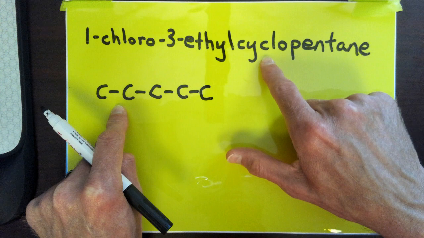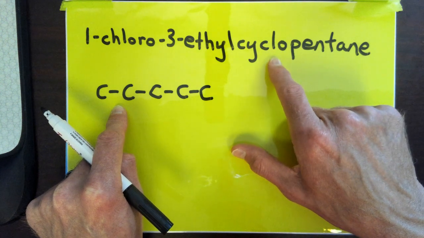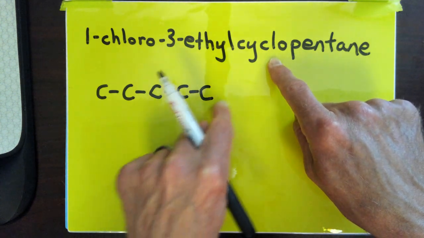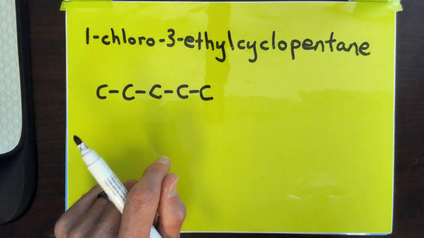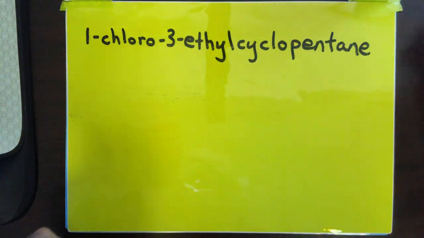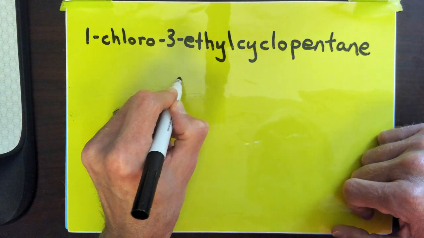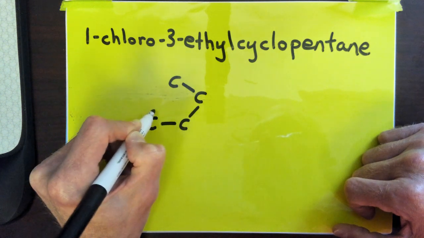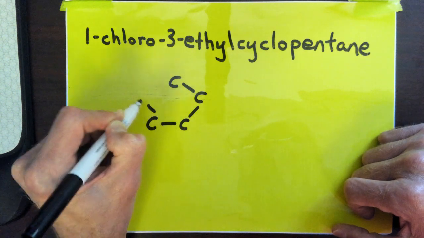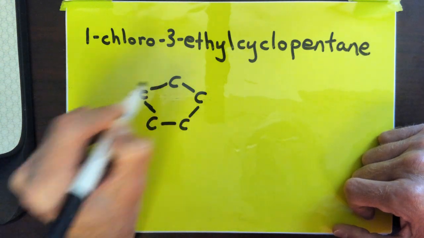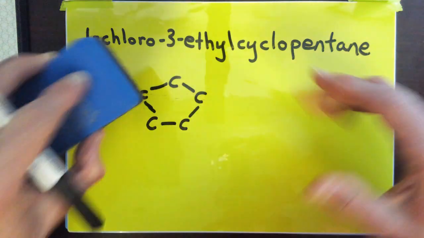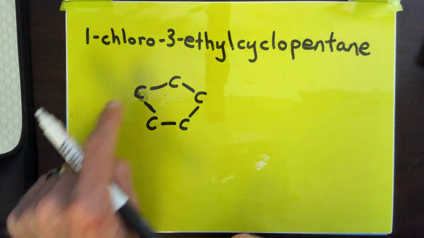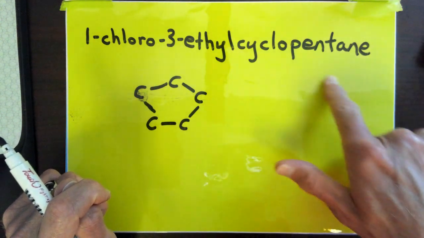Now, we notice that it says cyclo. Cyclo means instead of this chain being straight, it's going to be cyclic. It's going to be ringed. So, let's take this chain and let's make it a ring. So we have one, two, three, 4, 5. There we go. Not my best drawing, but it works. Okay, so there's the 5 carbon ring, cyclopentane.